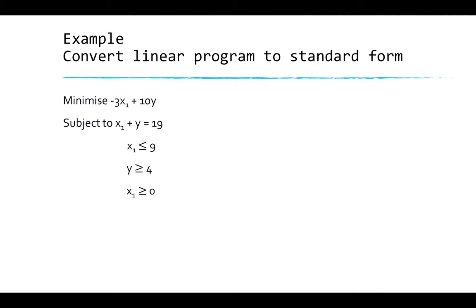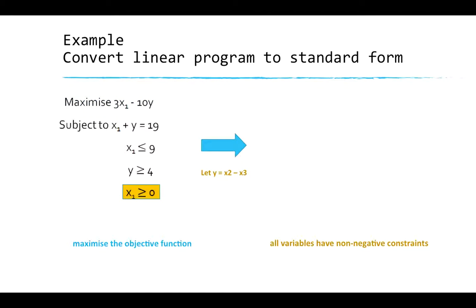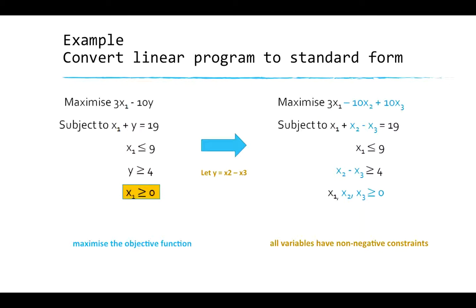So we're going to solve this problem. The first thing we must do is to maximize the objective function. From here, we will change the variable signs to maximize. Then we must ensure all variables have non-negative constraints. y should be greater than or equal to 0, but we haven't got that, so let y equal x2 minus x3 and give x2 and x3 a non-negative constraint.